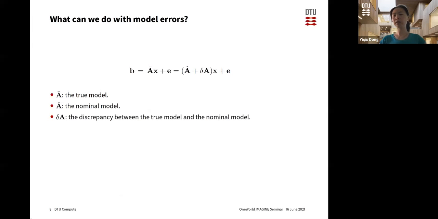Then what can we do about the model errors? How can we reduce them? In this talk, we consider a linear inverse problem. Here is our linear system. B is the measurement, and A bar is the true model, which is unknown. What we know is the nominal model. The true model can be considered as the nominal model with a perturbation, and this perturbation shows the discrepancy between the true model and the nominal model.